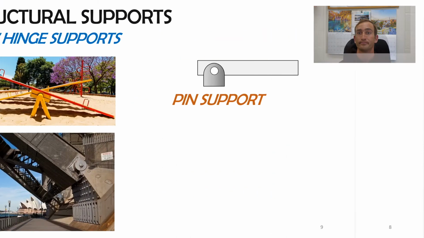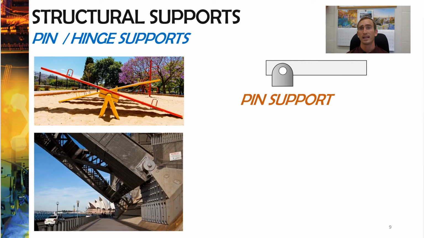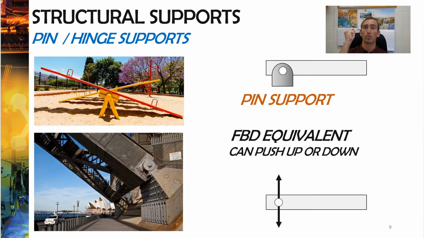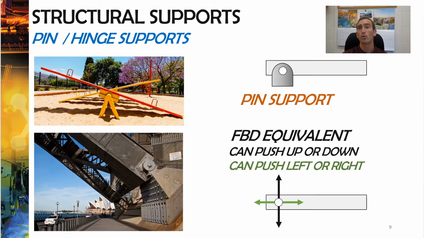The other main kind of support we have in statics is a pin support. And you've seen pin supports all the time. You probably played on one as a kid. A pin is essentially a type of support that allows a rotation but prevents all other types of motion. So in a free body diagram equivalent, the pin prevents the object from being pulled up, prevents it from being pulled down, and it can prevent it from being pushed left or pushed right. So a pin will do whatever it needs to do, but the one thing it cannot prevent is rotation.